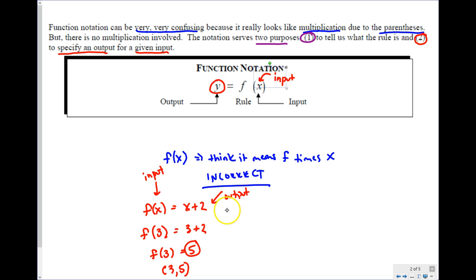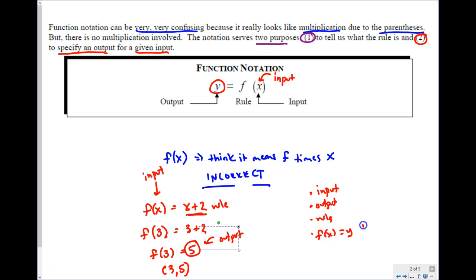In fact, let me write that out down here. This 5 is the output. And this would have been our rule. So I've got three things to think about. You've got to think about your input, your output, and your rule. And this f of x equals y is your notation that helps you get there. The Common Core uses this notation a lot. Very, very much. So it's going to become very important that you recognize it and memorize it in this lesson. Okay? So we're going to do some more.